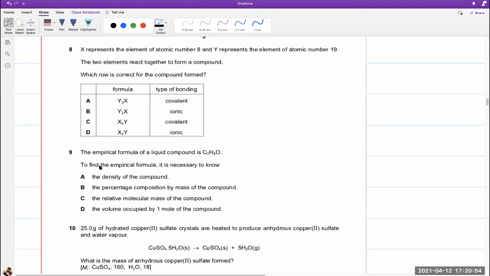The empirical formula for liquid compound is this. To find the empirical formula, it's necessary to know what. So to find the empirical formula, what do we do? We take the percentage mass, we divide it by its AR for every element, and using that, we can find the empirical formula. That's what we do. So 9B is the answer that we should have.